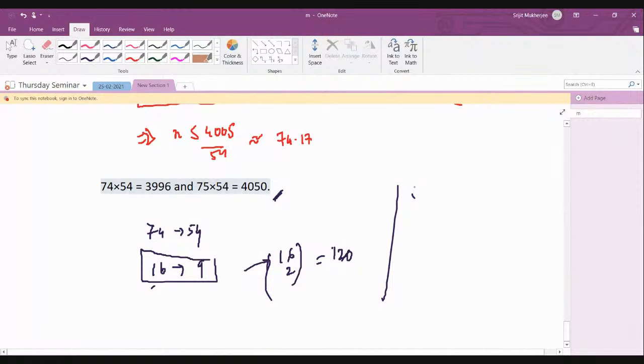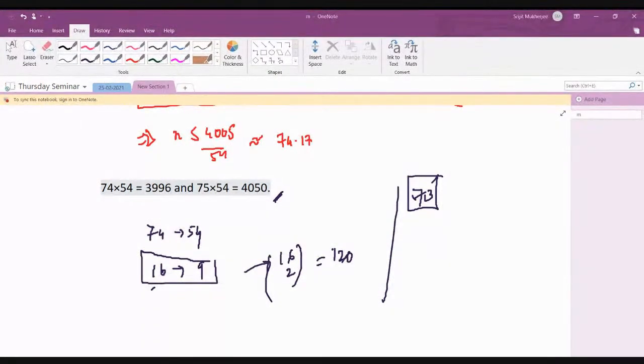Similarly, you can do the other cases too. Suppose there are 73 people who have at least 54 points. Did all of you understand the arguments over here, guys? The rest of the problem approach is similar. We do it for 73, we do it for 72, and we continue doing this.